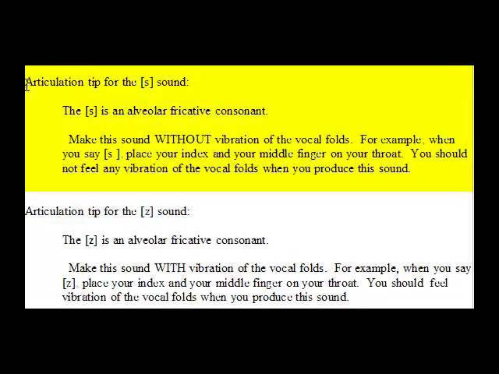Articulation tip for the S sound. The S is an alveolar fricative consonant. Make this sound without vibration of the vocal folds. For example, when you say S, place your index and your middle finger on your throat. You should not feel any vibration of the vocal folds when you produce this sound.